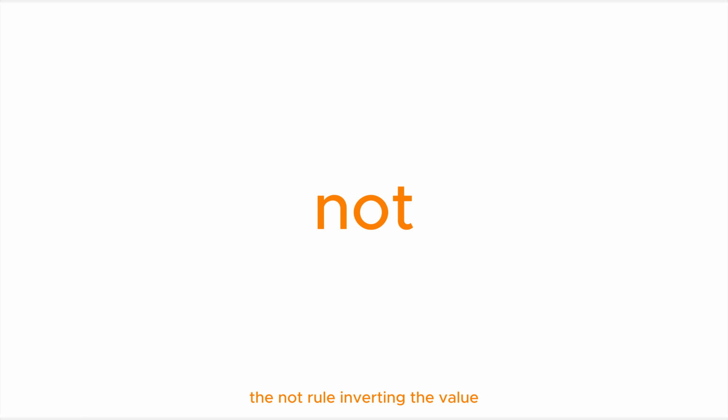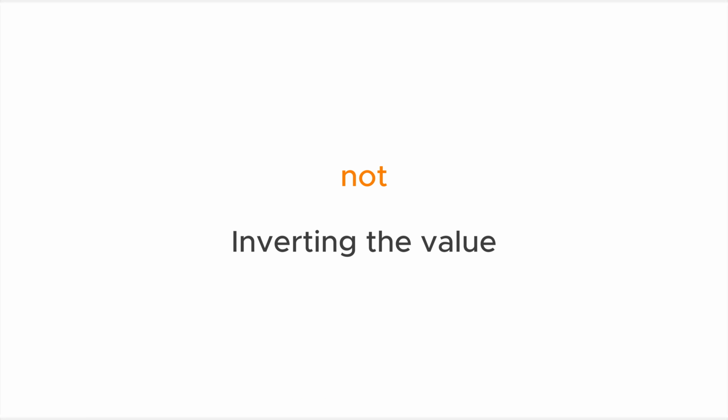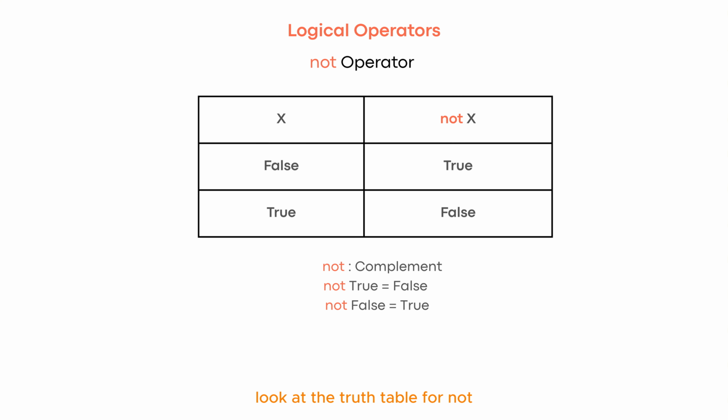The not rule, inverting the value. The not operator is simple. It just flips a Boolean value. If a condition is true, not makes it false. If it's false, not makes it true. Look at the truth table for not.